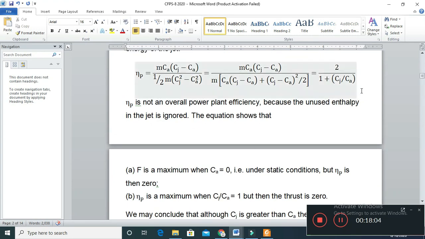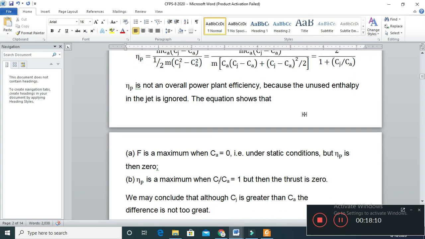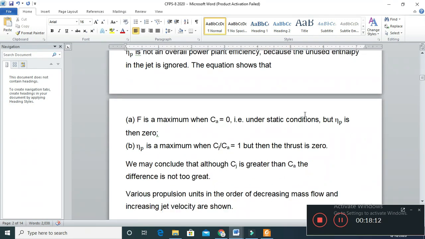The second possibility is that Ca is the same as Cj. The two velocities are the same. When the two velocities are the same, the efficiency is maximum, but the thrust is 0. When Ca and Cj are the same, then the inlet velocity and outlet velocity of the fluid are both the same. In that case, the thrust is 0.